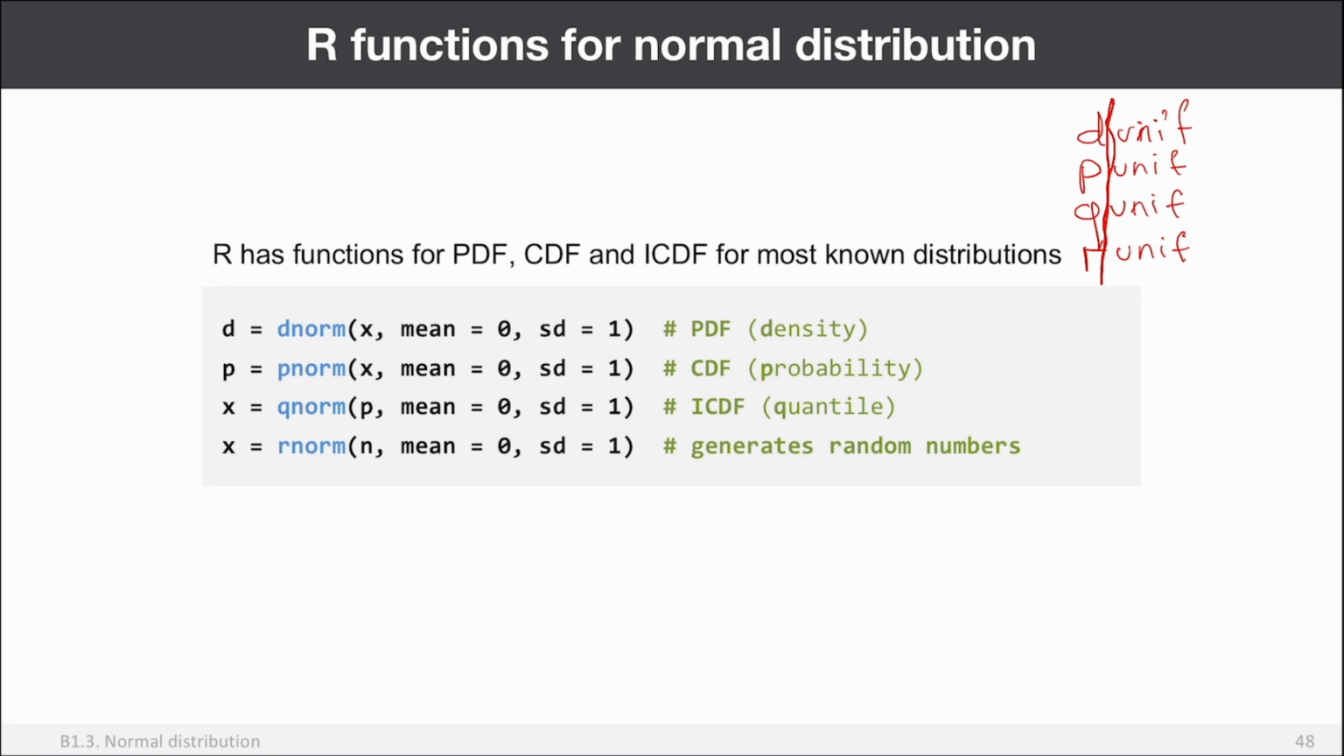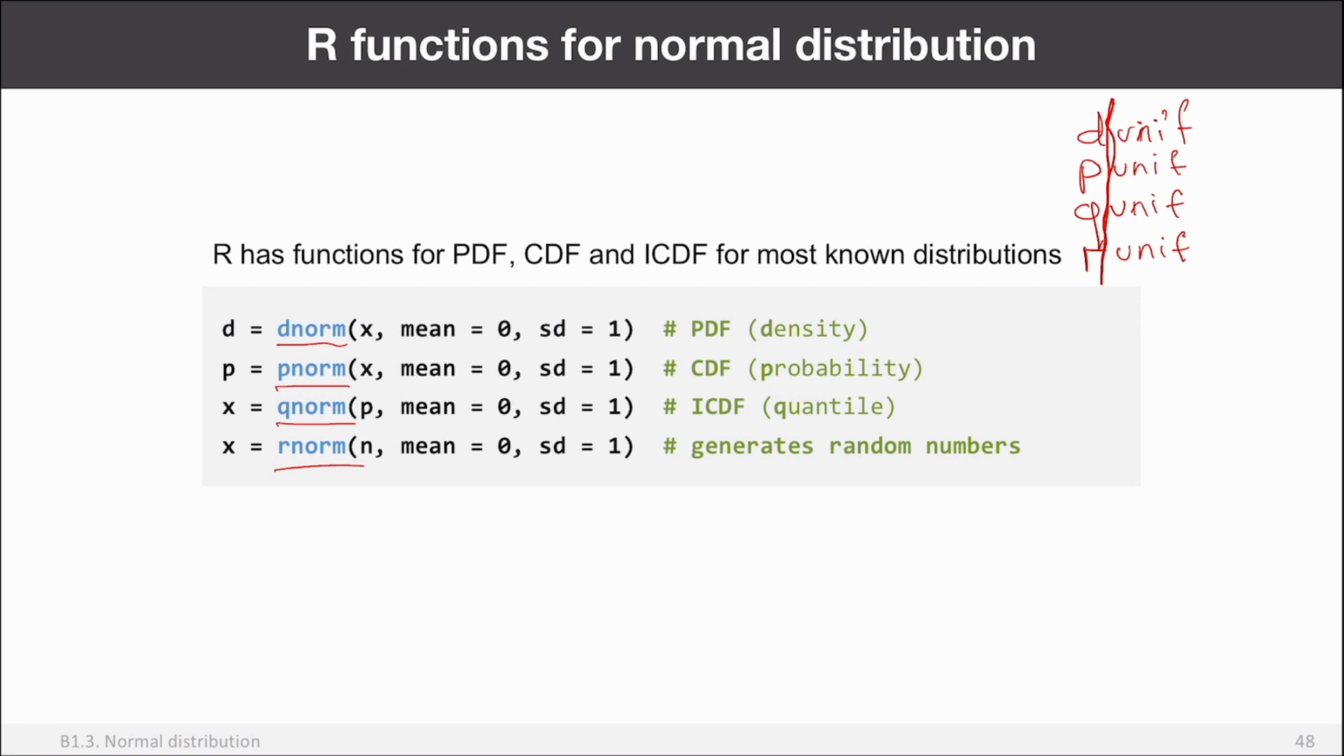So if you change unif to any other name of a distribution, you will get these 4 functions for any distribution which is implemented in R. In our case, we have the normal distribution, and the normal distribution name in R is just short norm, and that's why you have the dnorm function, pnorm function, qnorm function, and rnorm function.